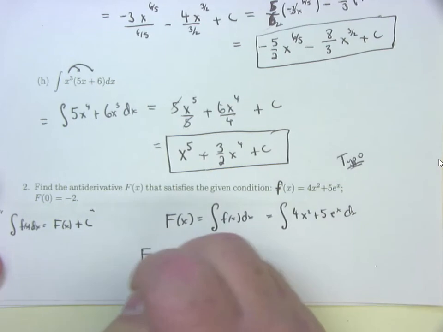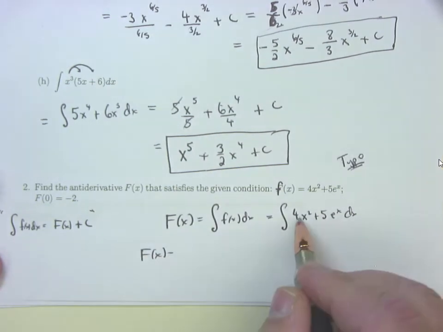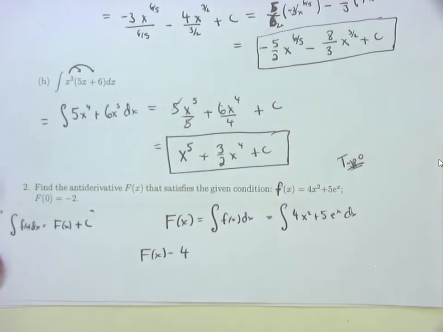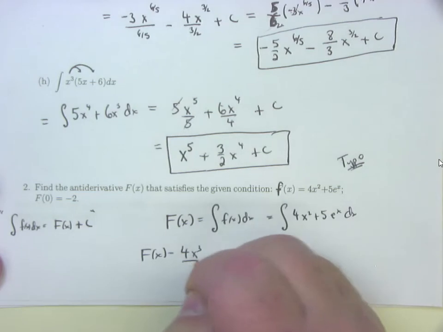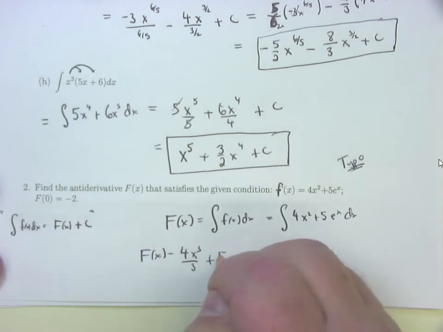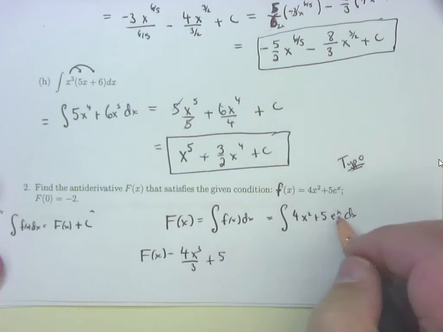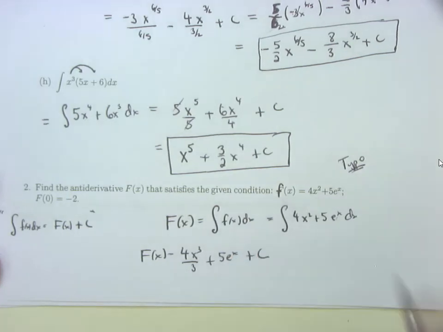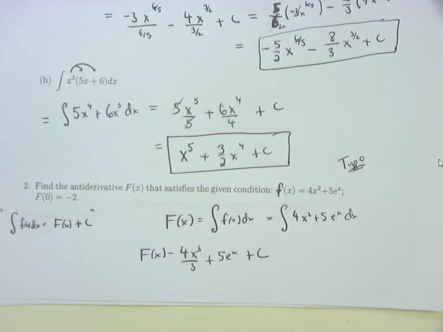So big F of x is going to be equal to, well, 4 is a constant, leave it alone. What's the integral of x squared? Add 1 over add 1, what do you get? X cubed over 3. Plus 5 is a constant, leave it alone. 5. What's the integral of e to the x? E to the x, and then 1 big plus c for your constant of integration. So we got the answer, and here it is, and it's already been cleaned up, but there's a problem.